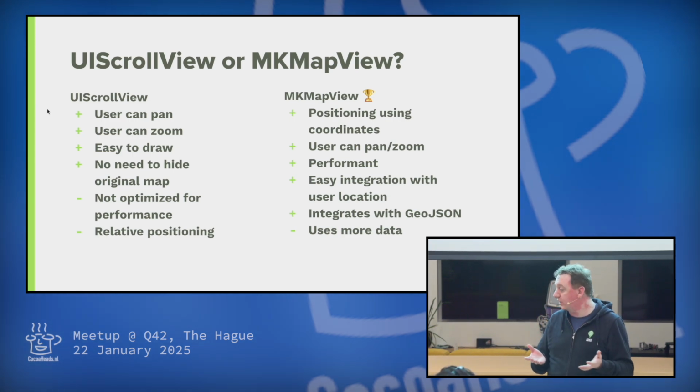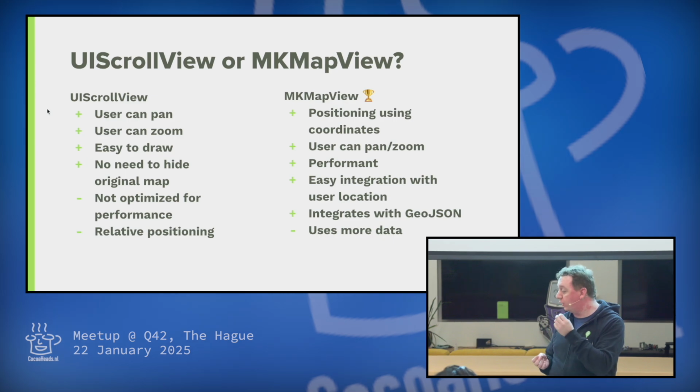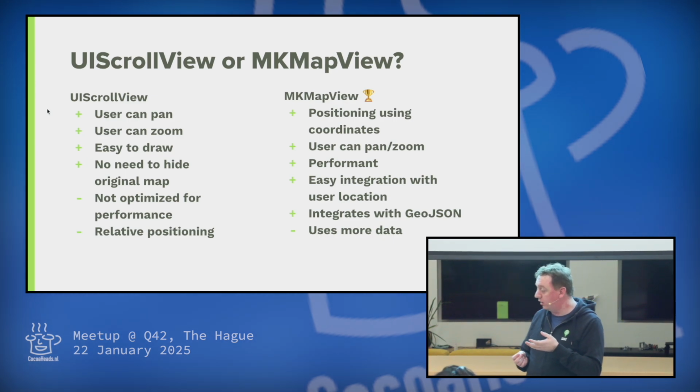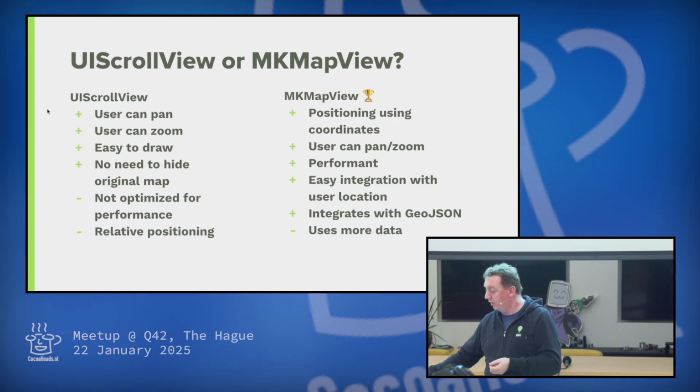MKMapView was in this case the most obvious choice, and drawing the shapes on there was just as easy as adding an overlay directly from the MKGeoJSONDecoder, so the GeoJSON.